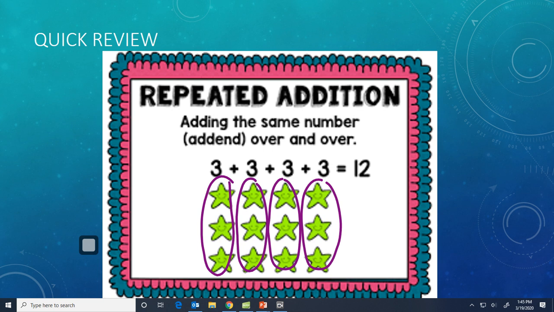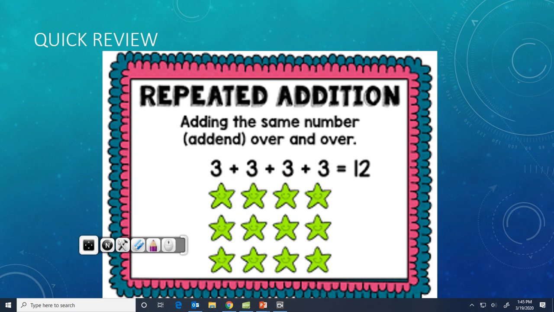So then what they did was they decided to turn this into a multiplication sentence. So remember, how many do I have in each group? 3 times how many groups I have. I have 1, 2, 3, 4. So 3 times 4 is going to be the same answer, 12.